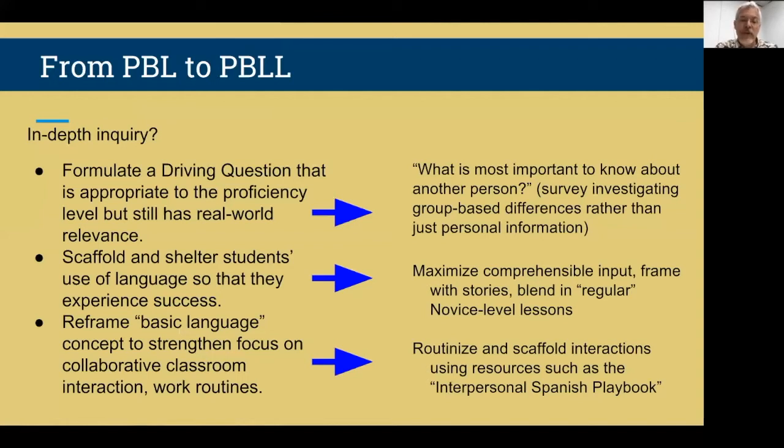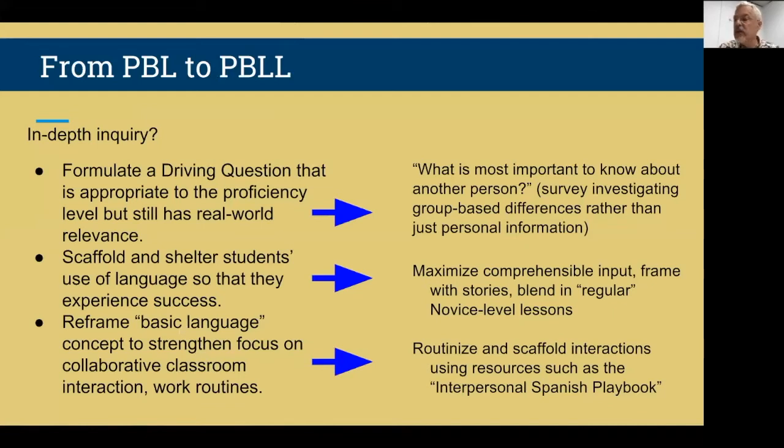As an entry event for what is most important to know about another person, for example, a teacher could create a simple illustrated story about people from different cultures getting to know each other, in which each one asks a question which feels culturally inappropriate to the others. This would lead naturally to the driving question of what is most important to know about another person, and might point the way to a project product that is focused on cultural differences.